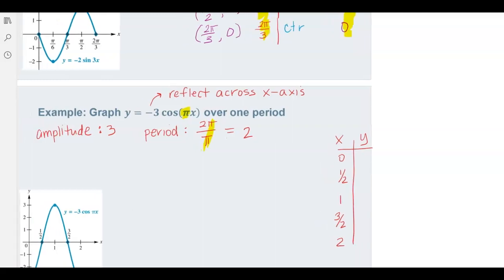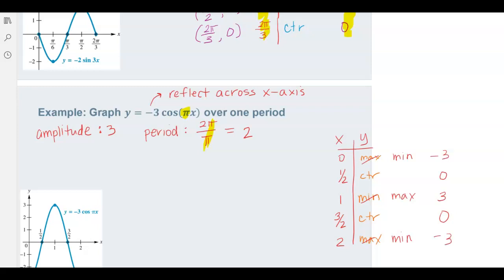All right, what's the normal pattern for cosine? Typically, we start at the max, center, min, center, max. But because of the reflections, the max and the min points are going to change. They're going to be interchanged. All of the center points will stay the same. So anywhere we have a center point, we're at 0. Our max and our min points will come from the amplitude. So max will be 3 and min will be -3.